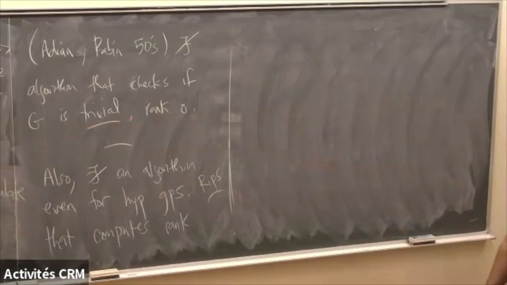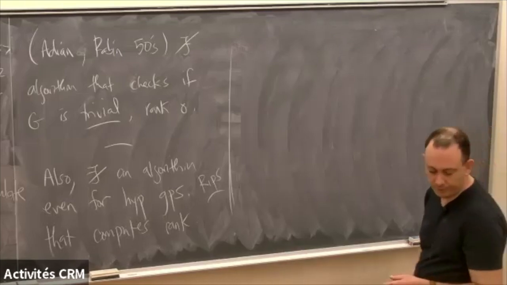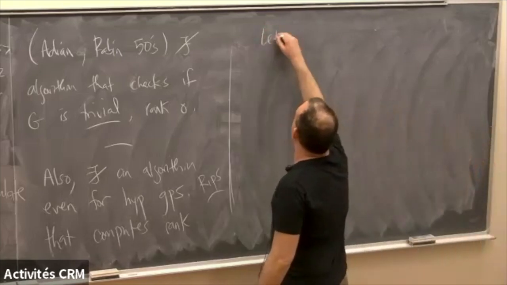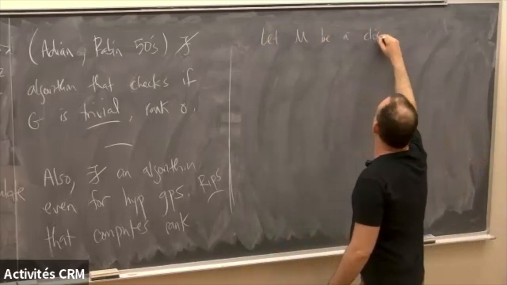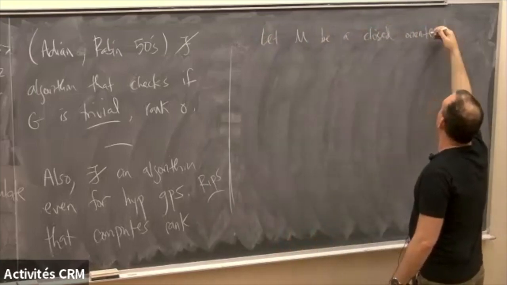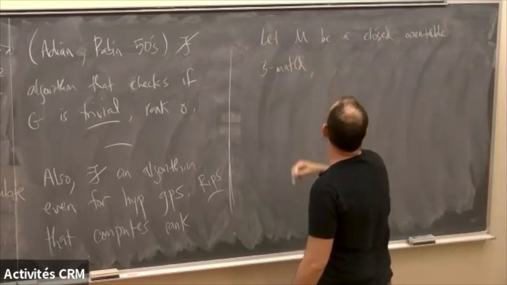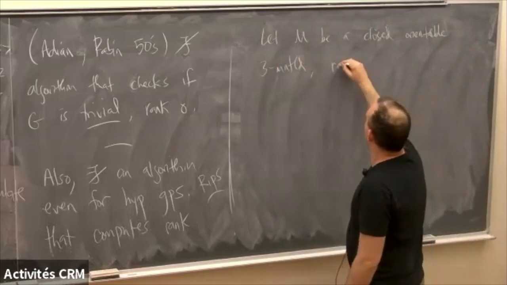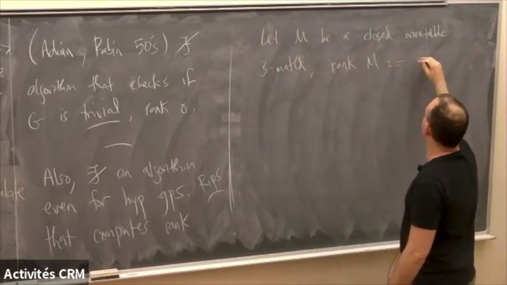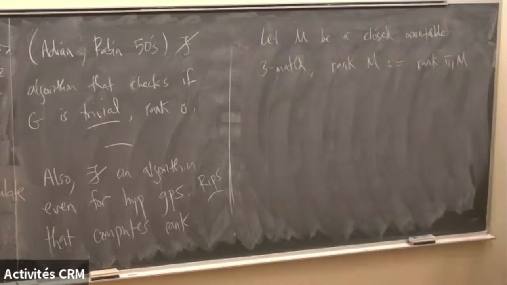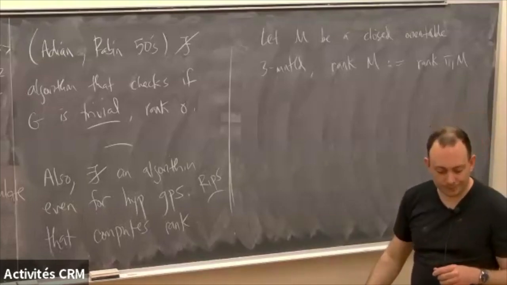So now this is supposed to be a conference on 3 manifolds, so let me bring 3 manifolds into the picture. Let M be a closed orientable 3 manifold. From now on, whenever I write rank M, that's rank pi1 of M. It turns out that the rank of a 3 manifold is related in mysterious ways to another invariant of 3 manifolds called the Heegaard genus. So I'm going to tell you what that is for a little bit now.